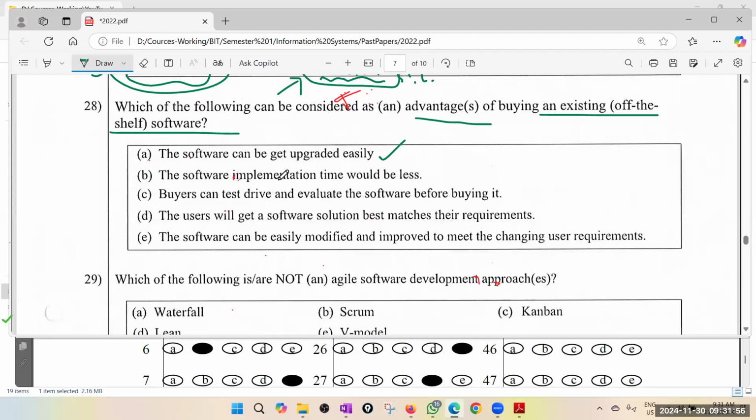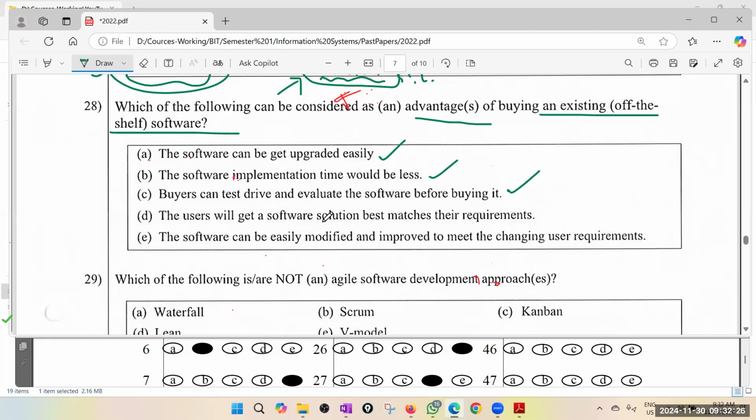The software implementation time would be less, obviously not less, it's very little because it's already developed. Buyers can test drive and evaluate the software before buying it. Yes, because the software is already available. So they will even give you a test run, an evaluation period. On their test environment, they will create an account and tell you, you can just try out the software because the software is already there.